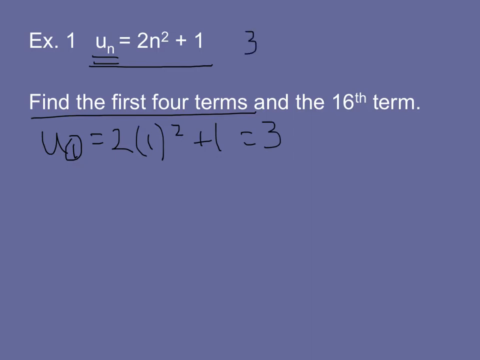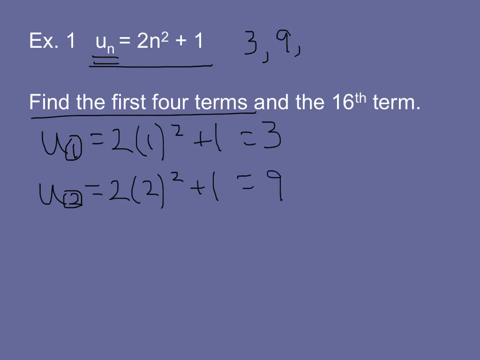I'm going to write those up here. So we have 3, and to get the second term, I'm looking for U sub 2, that stands for the second term, and so now my n value is 2, which means that I'm going to replace n with 2 in my very same formula, and that's 2 times 4, which is 8, plus 1, which is 9. So the second term in this sequence is 9.